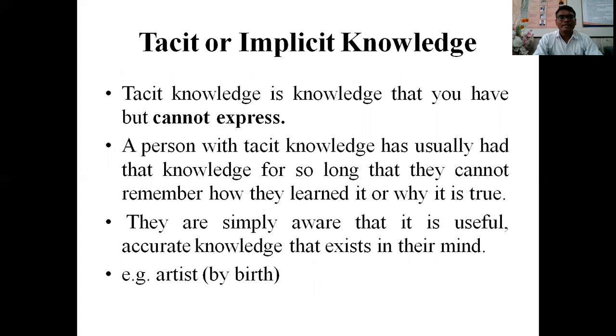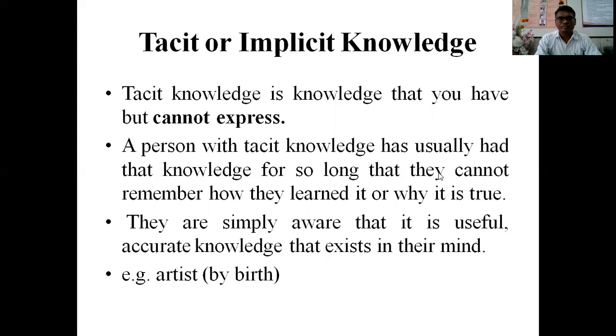Next one, tacit or implicit knowledge, which is one of the most important types of knowledge. Tacit knowledge is knowledge that you have but cannot express or pass on. For example, an artist by birth. This kind of knowledge may not be possible to transfer from one person to another.